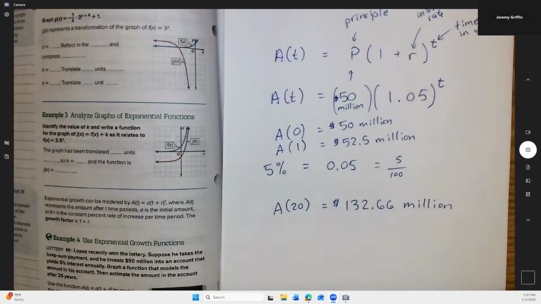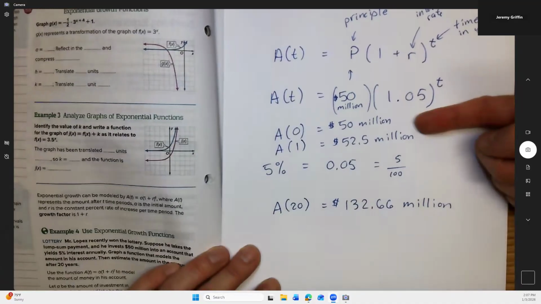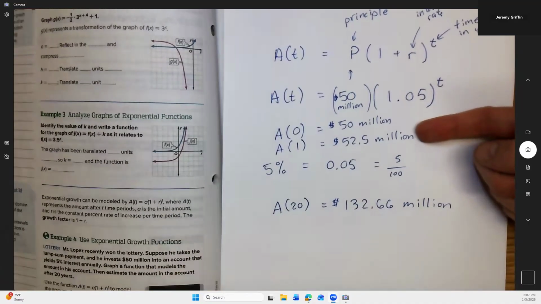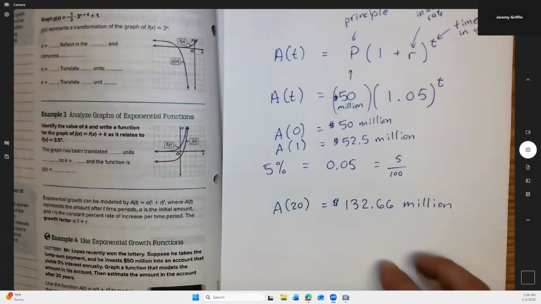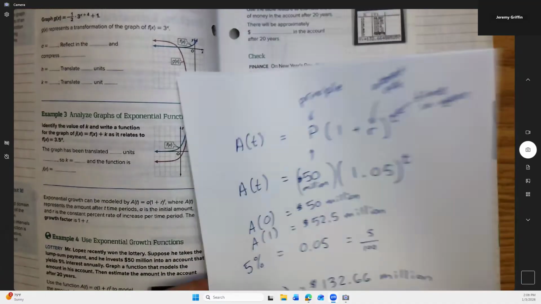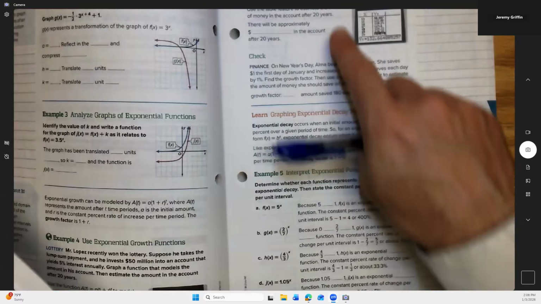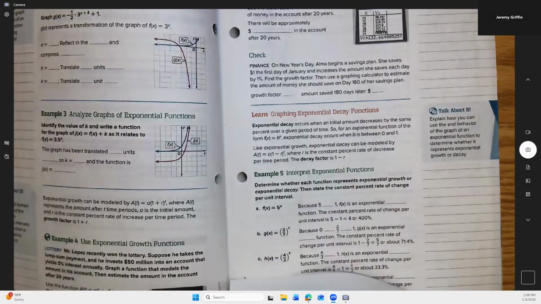Right? And you see, rough rule of thumb, he's earning over $2 million a year just off the interest. So as long as he doesn't go crazy, as long as he doesn't spend more than $2 million a year, he's just living off the interest. Pretty good, right? Pretty good. All right, okay, check.